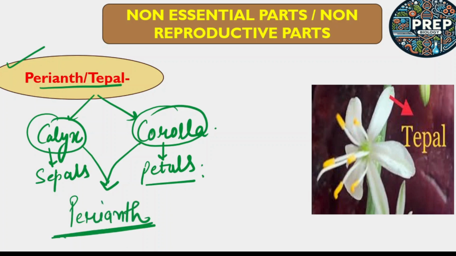Look here, this is the tepal. When sepals and petals are fused with each other and are not distinguishable from each other, this part is called the perianth or tepal. It surrounds the reproductive parts of the flower. It forms the envelope surrounding the reproductive parts of the flower. Is it clear? Perianth is a very important term.